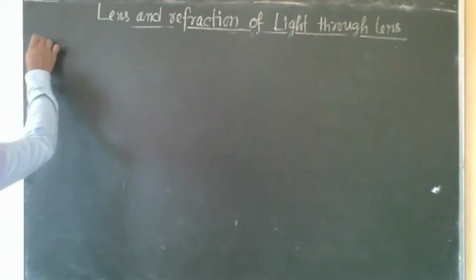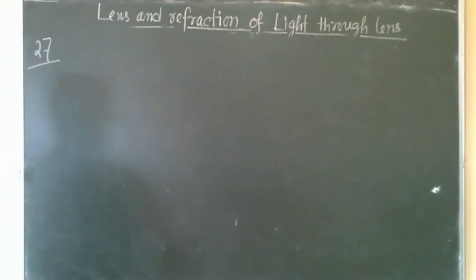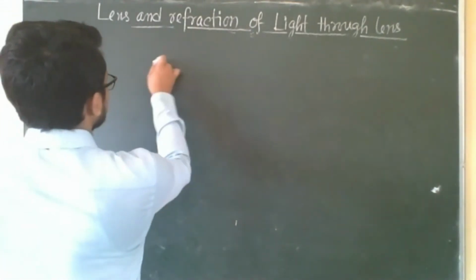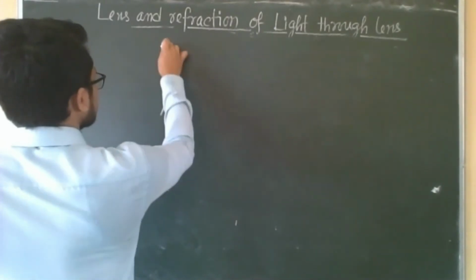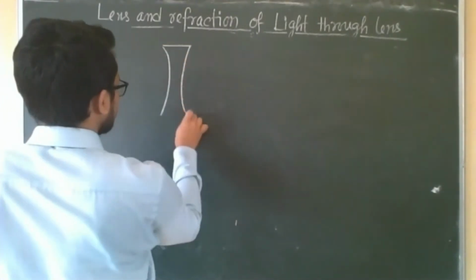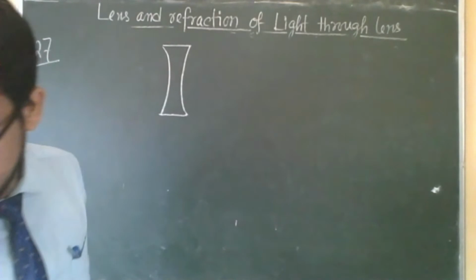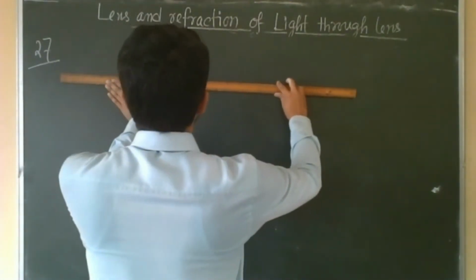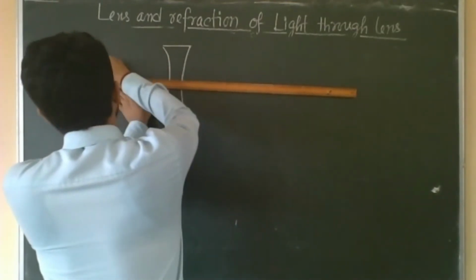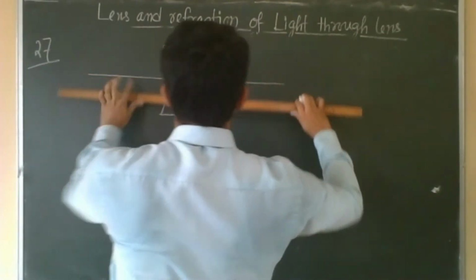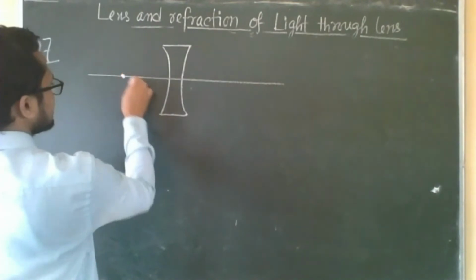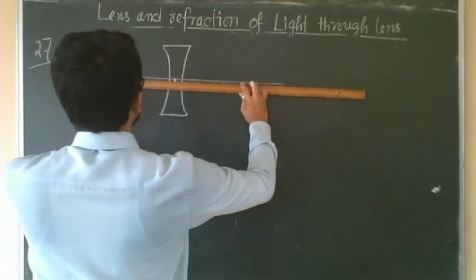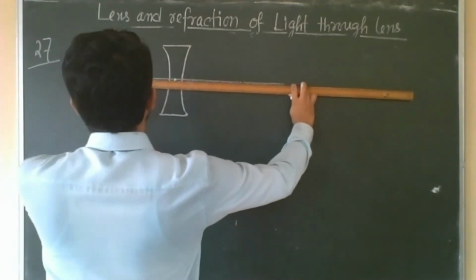So first, question number 27. Which kind of lens is this? The first lens is like this, so it is a concave lens, right? The ray is given parallel, and F1, F2 are all given. In this way you will draw and show everything in the diagram. Here F1 is at the same distance. Keep in mind these two distances should be the same. Use a scale and then draw.